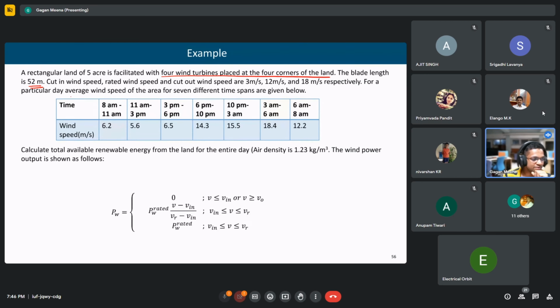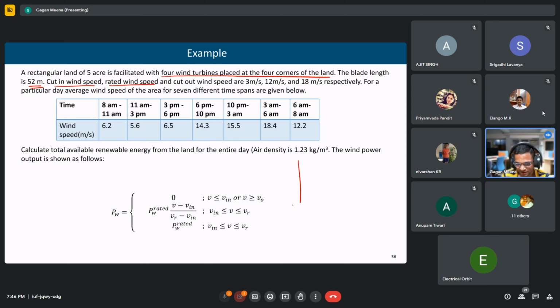Okay. Before that, let me read it. Then I will define what is cut-in. So, cut-in wind speed, rated, and cut-out speed are given, and for a particular day, average wind speed for 7 different time spans are also given. We have to calculate total available renewable energy from the land for the entire day. Air density is also given.